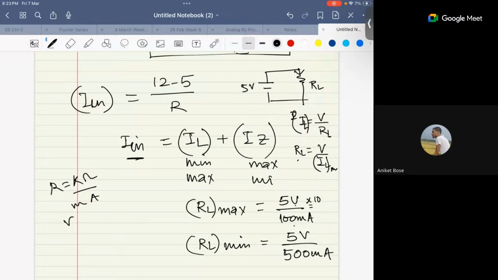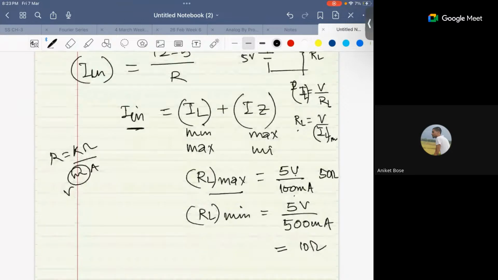Okay, so if you want to do it in ohm, you can just write 10 to the power minus 3. Sorry, milliampere. This is milliampere. Everywhere I am writing, this is milliampere, not microampere. So what will be the value that we will be getting? 50 ohm. Here it will be 10 ohm. Okay, so RL maximum you are getting 50 ohm, RL minimum you are getting 10 ohm. This is clear, right, to everyone?